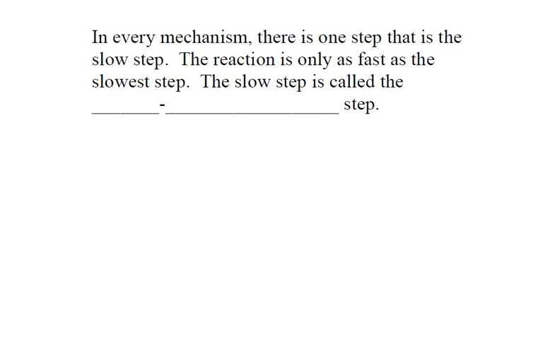Now, in every mechanism, there is one step that is the slowest of all the different steps. So the reaction can only be as fast as this slowest step, and this is called the rate determining step, because this step determines the rate. So it's the rate determining step.